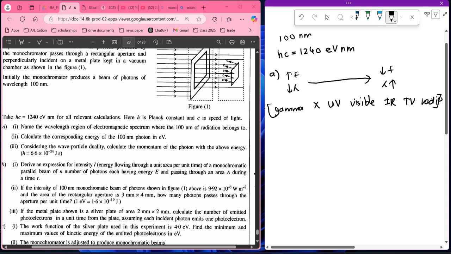So according to that, 100 nanometers comes under UV rays. So the answer to name the wavelength region is the UV region. Answer 1.